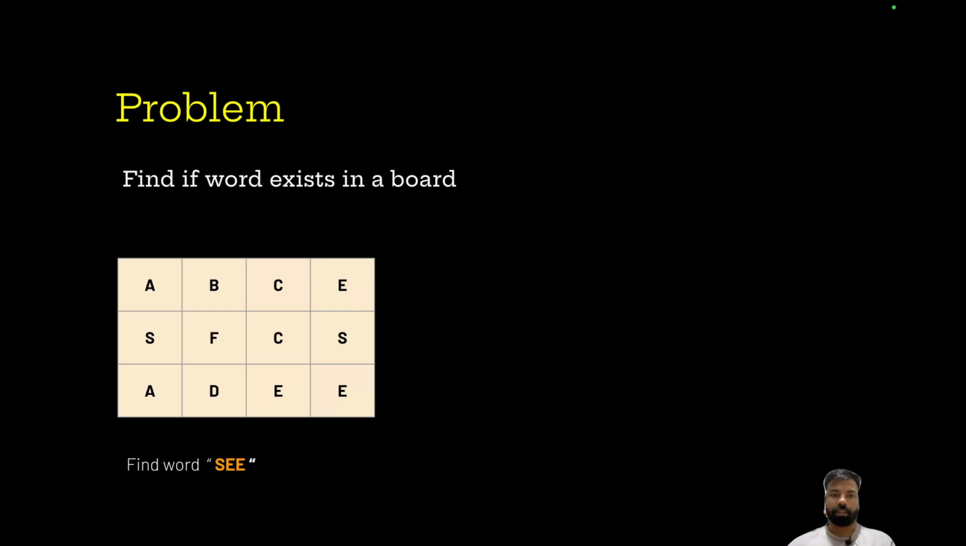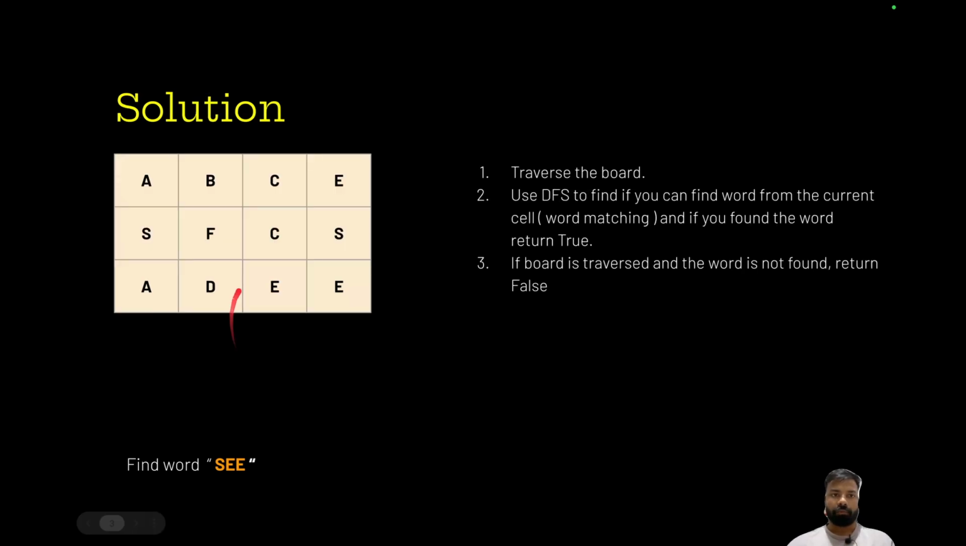I can see that S is there. Here we have S, then E, and then E. So visually I can see that the answer exists, but how can I solve this problem using code? Firstly, we have to traverse through the whole matrix, and for each point we will try to do the word search from that particular cell, and if we are able to find the word, then we will return true.